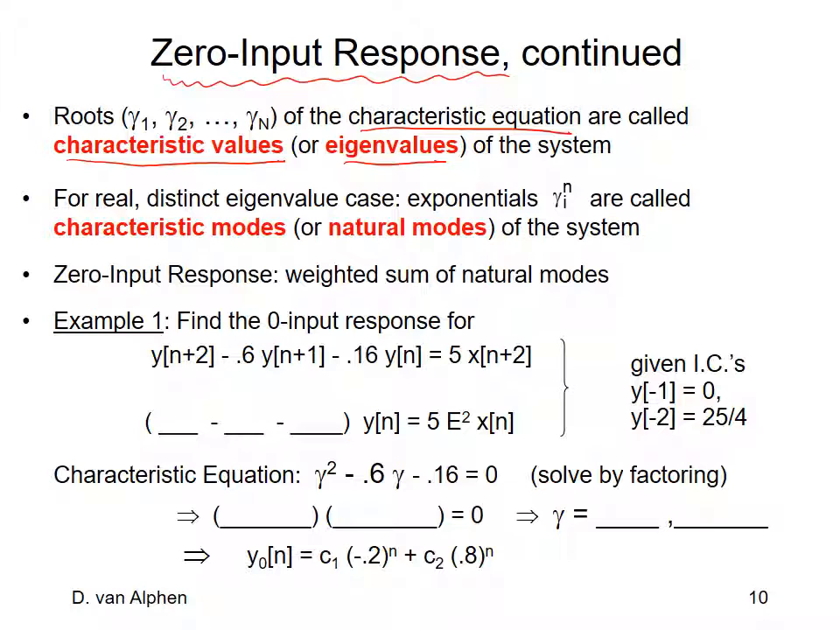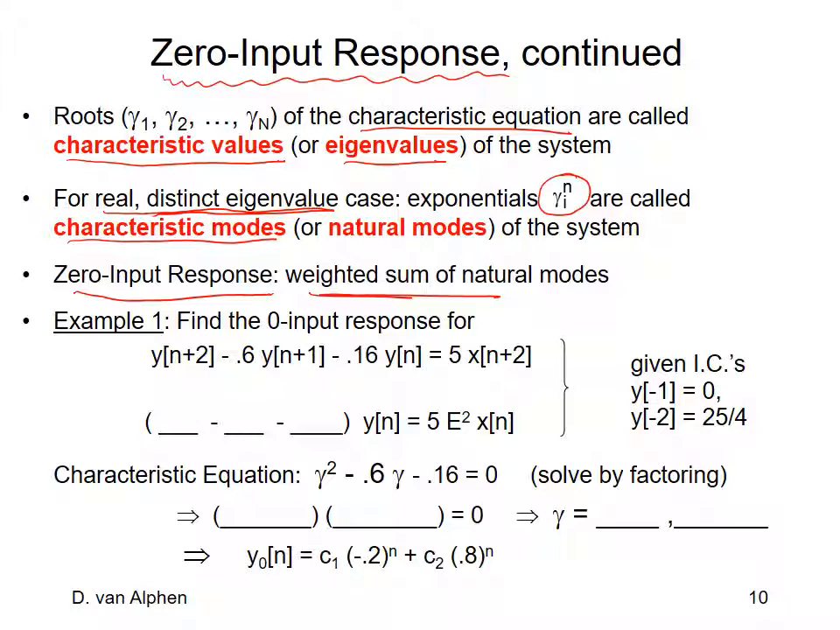Then the case we've done already is where your eigenvalues are real and distinct. And we get these gamma sub i's, which are the eigenvalues. The gamma sub i's to the n are the characteristic modes or the natural modes of the system. Then for the zero input response, we just take the weighted sum of the natural modes.